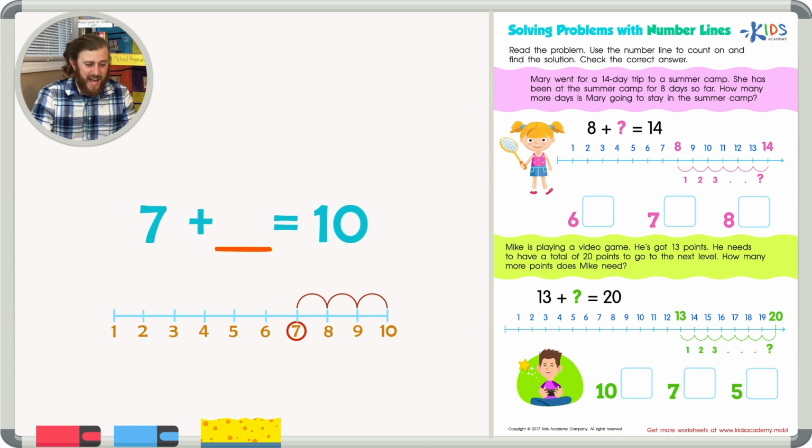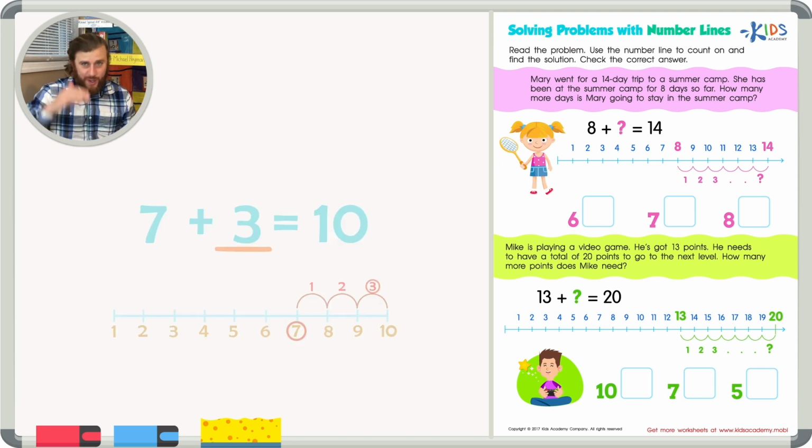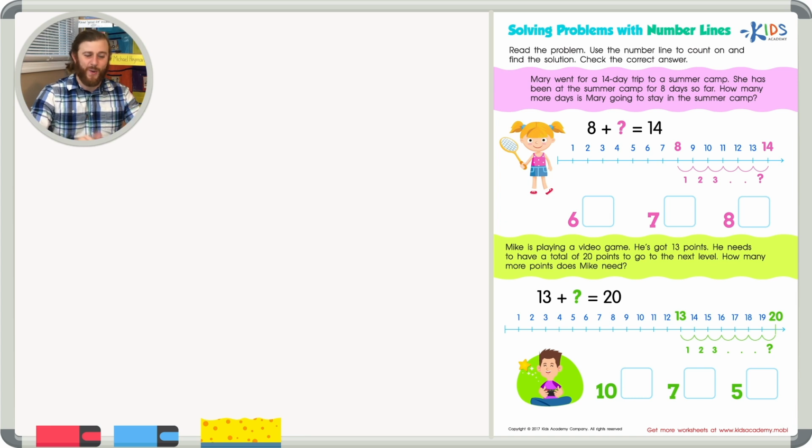How many jumps is that? That's 1, 2, 3. So it took us 3 jumps, or adding 3 plus 7 to get to 10. So the missing number is 3. And that makes a good number sentence. 7 plus 3 equals 10. Let's use this counting on strategy to help us solve these word problems. Let's read the directions, get started right away.